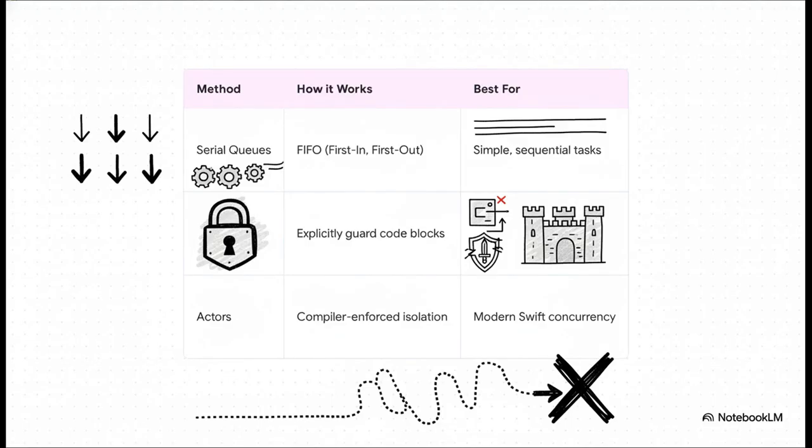So, how do you choose which tool to use? Well, serial queues are still great for simple, ordered background jobs. Locks are still really useful, especially if you're working in an older codebase or dealing with some legacy APIs. But honestly, for any new code you're writing in modern Swift, actors are almost always the right answer. They're safer, they're way cleaner, and they let the compiler be your partner in preventing these bugs from ever happening.